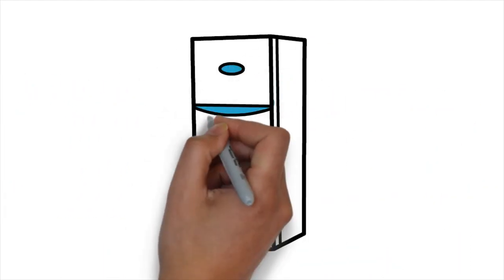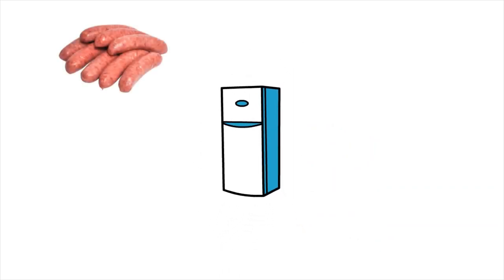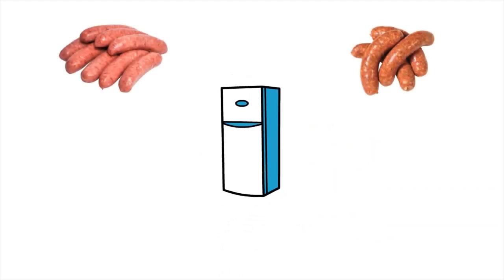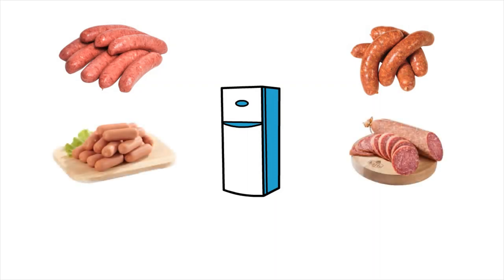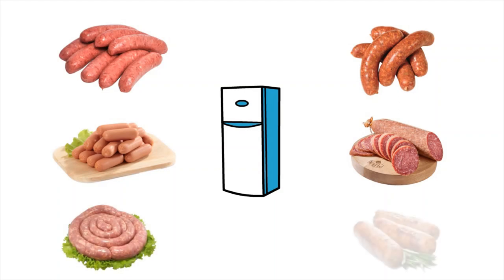Before refrigerators were invented, sausages were made to preserve meat. But nowadays, there are different kinds of sausages depending on how they are made and where they come from. Sausages come in all shapes and forms and can be raw, cured, cooked, or smoked.